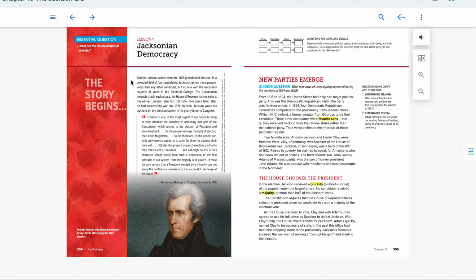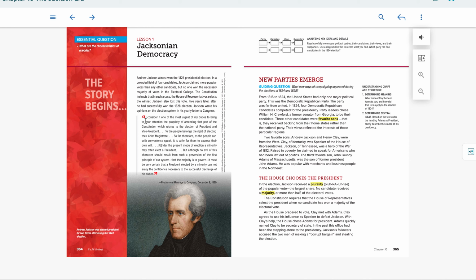Andrew Jackson almost won the 1824 presidential election. In a crowded field of 4 candidates, Jackson claimed more popular votes than any other candidate, but no one won the necessary majority of votes in the Electoral College. The Constitution instructs that in such a case, the House of Representatives selects the winner. Jackson also lost this vote. 5 years later, after he had successfully won the 1828 election, Jackson wrote his opinions on the election system in his yearly letter to Congress.